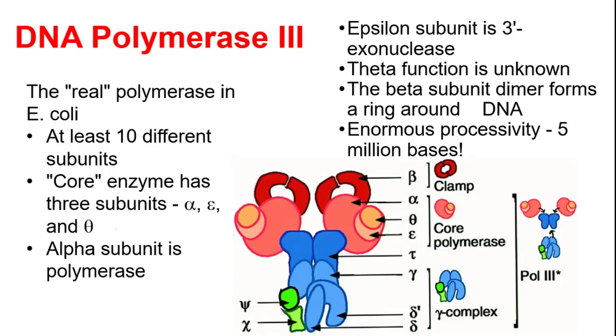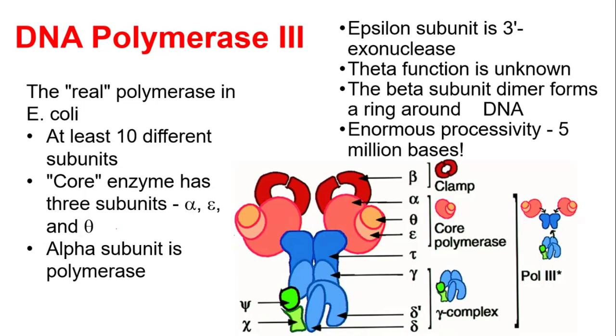They are the core enzyme that has 3 subunits, alpha, epsilon and theta, and then the alpha subunit is polymerase. Then the epsilon subunit is 3' exonuclease. The theta function is not yet known. The beta subunit dimer forms a ring around the DNA, giving enormous processivity, which is equal to like 5 million bases. So what is that supposed to mean? It means the capacity of the enzyme to actually add nucleotides as it is reproducing this particular molecule.